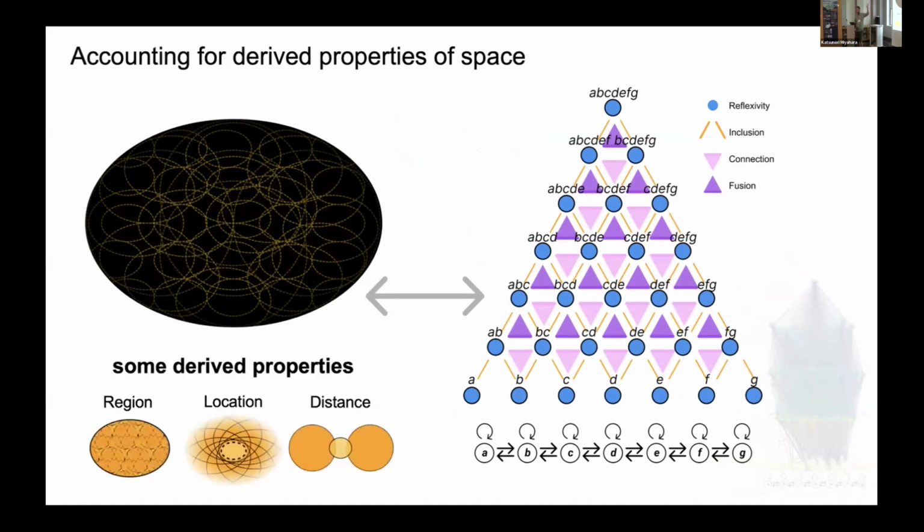So starting from these fundamental properties, we can also go to some derived properties that are actually the ones that I use when I describe the phenomenology of space more in sort of lay terms.